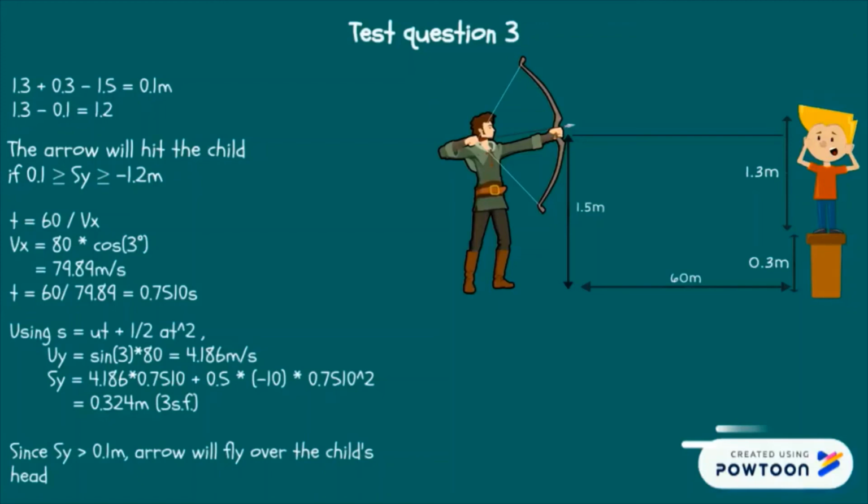Now we can sub it into our equation of s equals ut plus half at squared. And we find that the vertical displacement of the arrow is 0.324 meters. I've rounded the final answer off to 3 significant figures. And since the vertical displacement is greater than 0.1 meters, the arrow will fly over the child's head. Lucky boy.